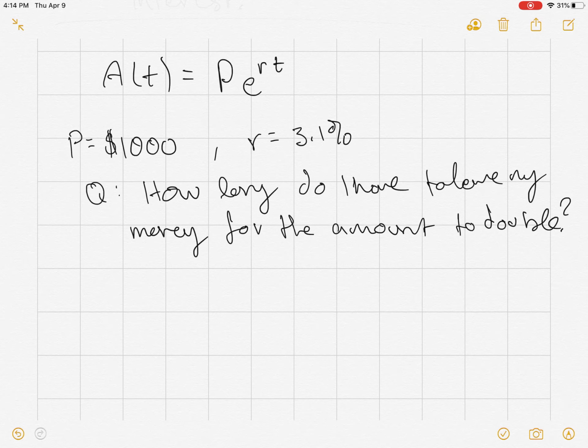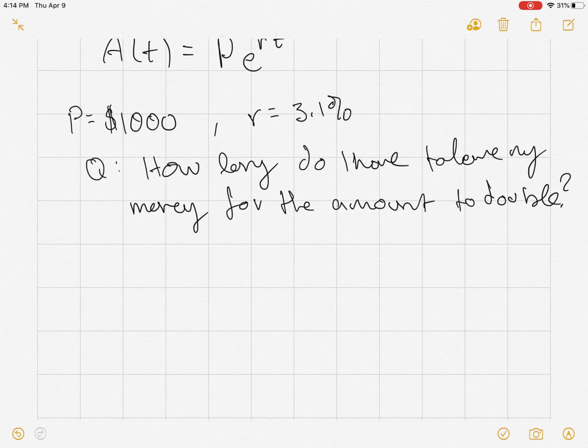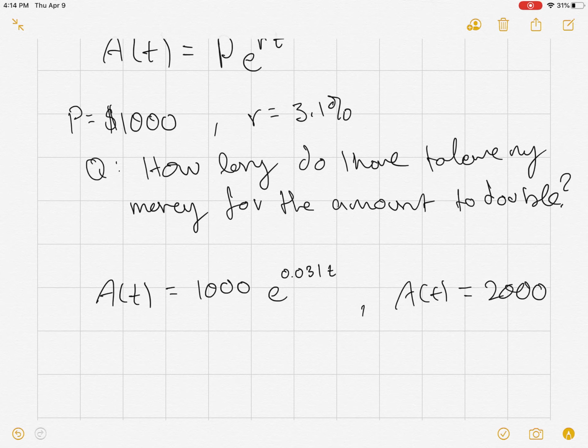So let's sub in the P and the R that we have into our continuously compounded interest function. So A of t is going to be equal to 1,000 times e to the power of 0.031 times t, right? So if we plug in an amount of time in years, this tells us how much money will be in our bank account after that much time. The amount we're looking for is when A of t is equal to 2,000, twice the amount that I started with.